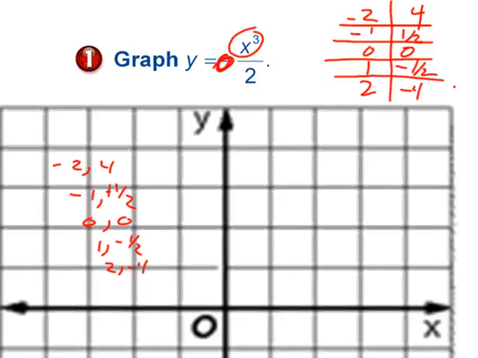All right, well, let's graph these here. Then we're going to go -2, 1, 2, and +4, 1, 2, 3, 4. So that would be my first point. And then -1 and +1/2 would be about right here. And then 0, 0.